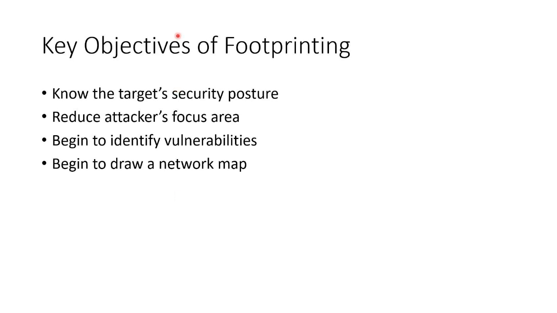So the key objectives: we need to know what is their level of security. And we want to reduce how much we're focusing on, so we're only focusing on what's relevant. And begin to identify their possible vulnerabilities. Begin to draw a network map. Begin to identify possible attack vectors.